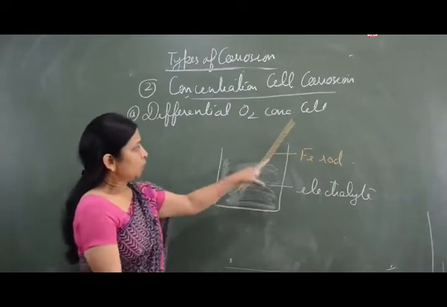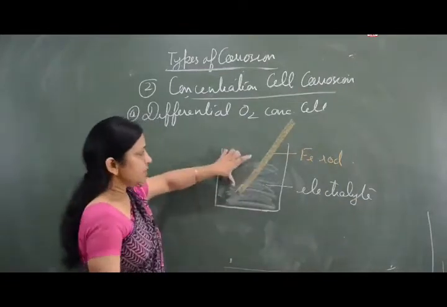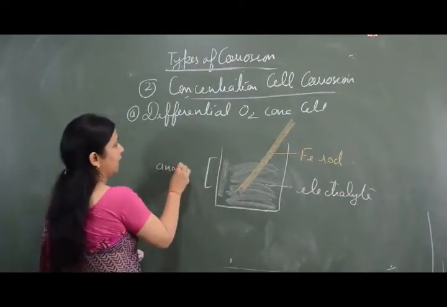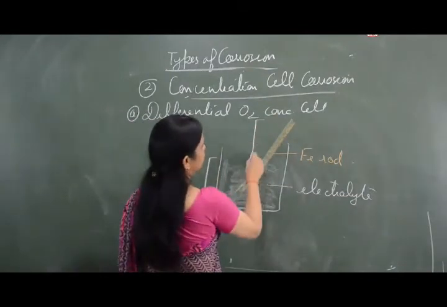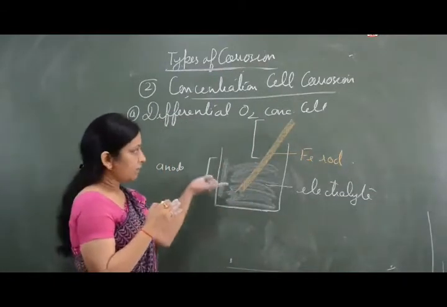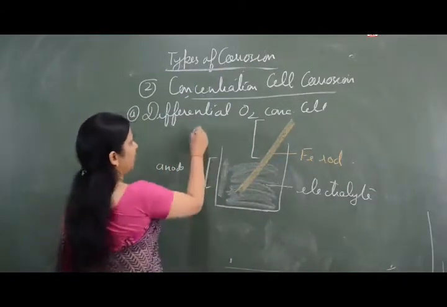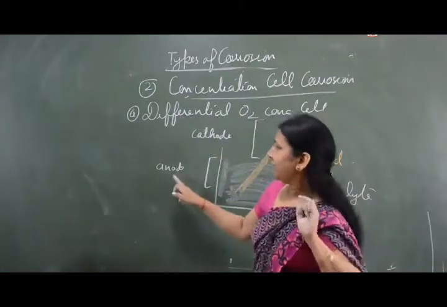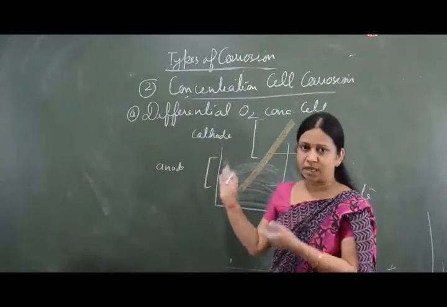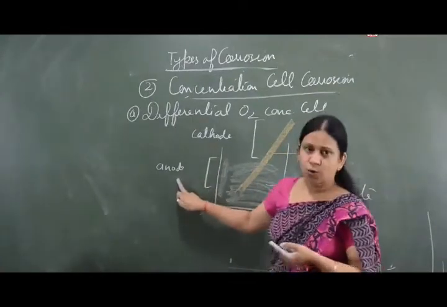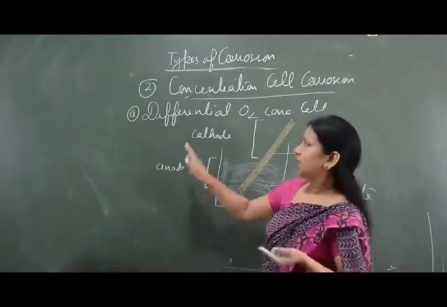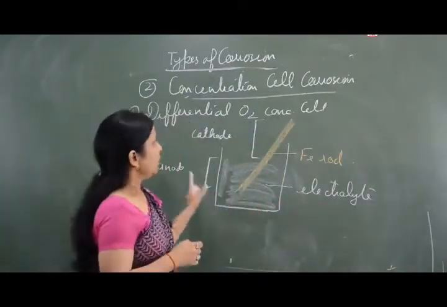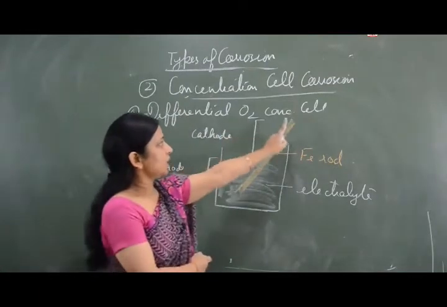So the portion of iron which is dipped in this electrolyte is going to act as anode, and the portion of iron above the electrolyte is going to function as cathode. The reactions at anode and cathode are the same as I just told you. Iron undergoes oxidation, the electrons released are taken up by cathode, and then there is formation of rust. So this is the differential oxygen concentration cell.